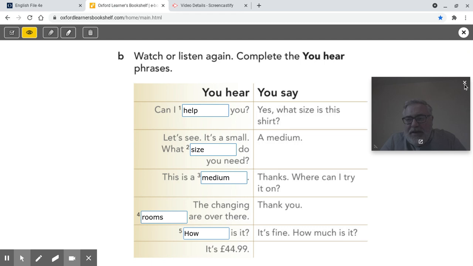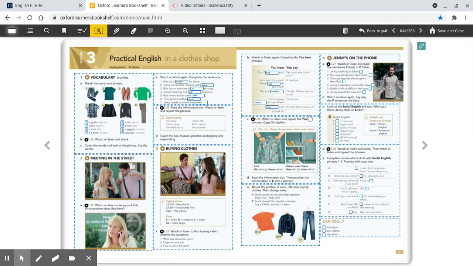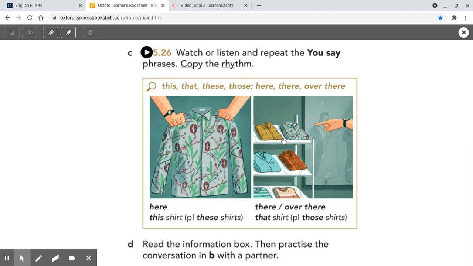Okay, welcome to this part. Those were the answers. Now, we've got a very easy piece of English grammar. I think it's really easy, okay? We are talking about this, that, these, and those, okay?